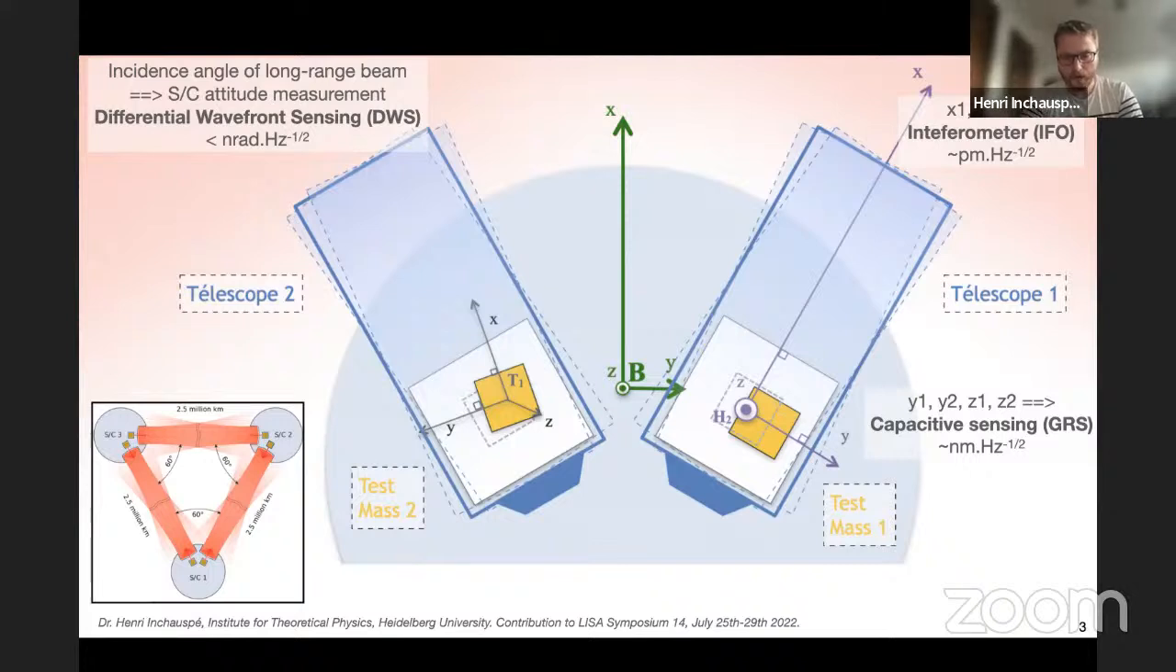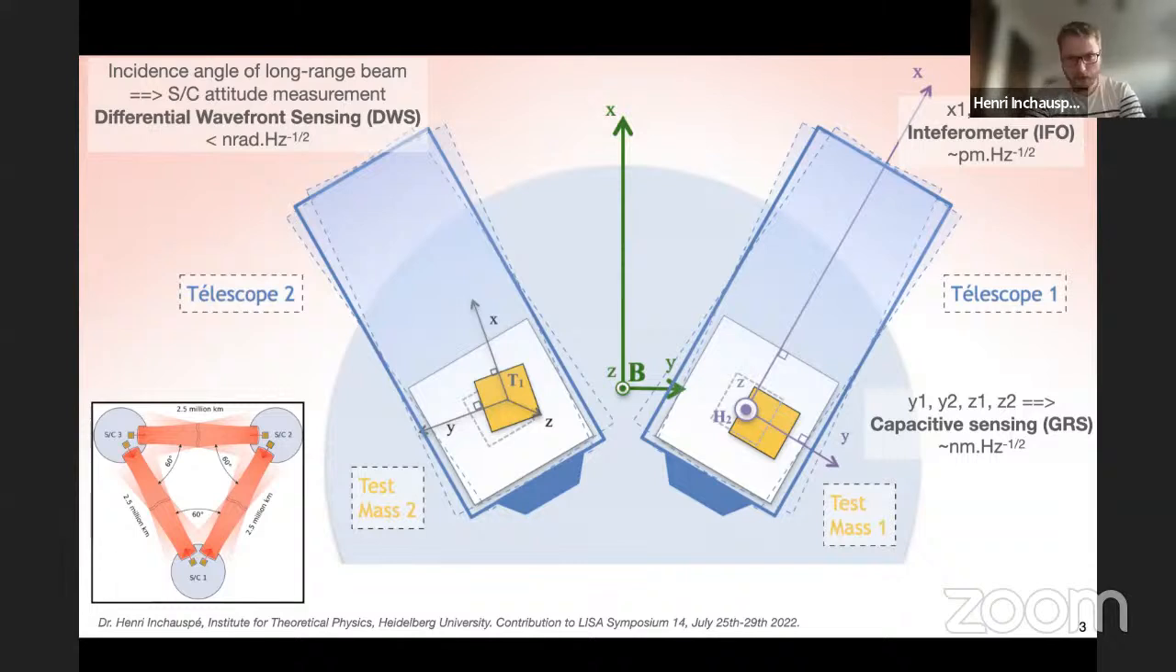So you have all these constraints. To measure the test mass position, you have two types of sensor. You have the optical sensor on the axis of the telescope, which provides picometer per square-root-hertz precision, so that's the best sensor on board. You also have capacitive, electrostatic sensing, which provides more like nanometer and nanoradian precisions, both for longitudinal and angular displacements. And you have DWS, long-range differential wavefront sensing, that basically measures the incidence angle between the incoming beam from the distant spacecraft and the photodiodes on board. These two angles provide you information about the attitude of the spacecraft. So that's the basic idea here.